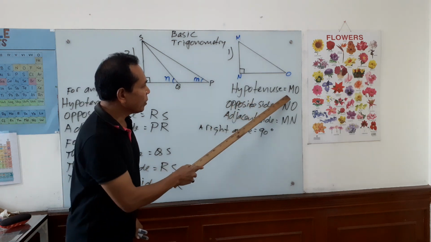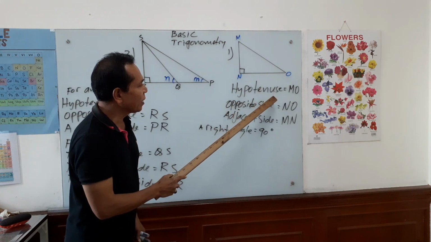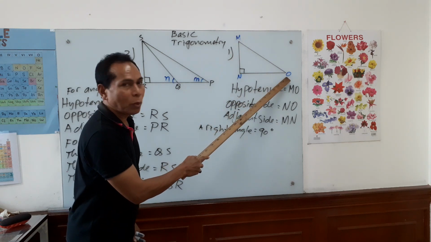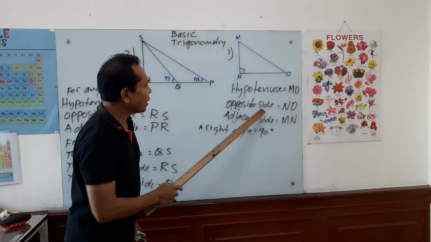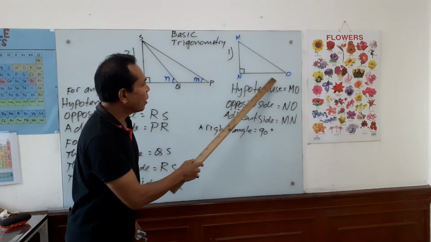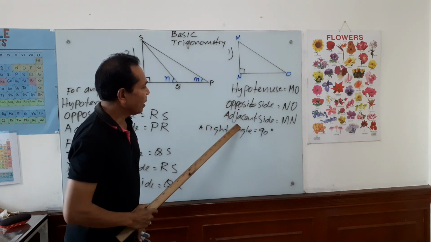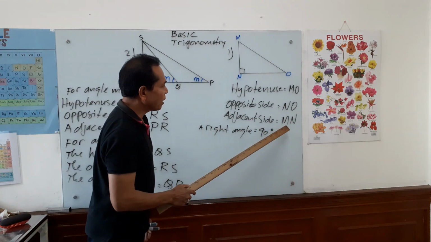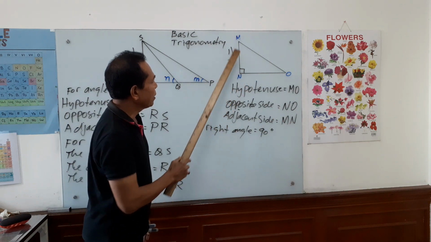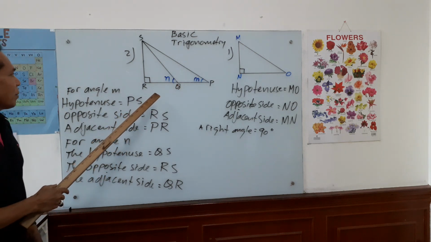So, hypotenuse, okay? Our hypotenuse in here, or the sloping side in here, is MO. MO is the hypotenuse. And the opposite is NO. If you look at it, this opposite. And the adjacent side, which means side by side or near, is MN. This MN here.